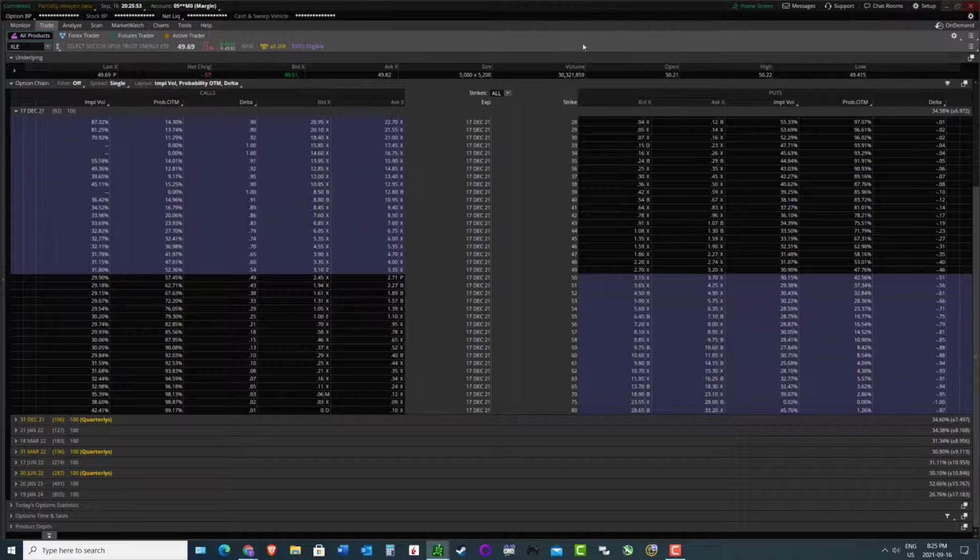I find that XLE often has very reasonably priced options for how much it can move once it actually gets going, meaning they're cheaper than they probably ought to be for how the thing can move, in my opinion, which is good. It can make for good positions. Okay, so a couple of ways to do this.